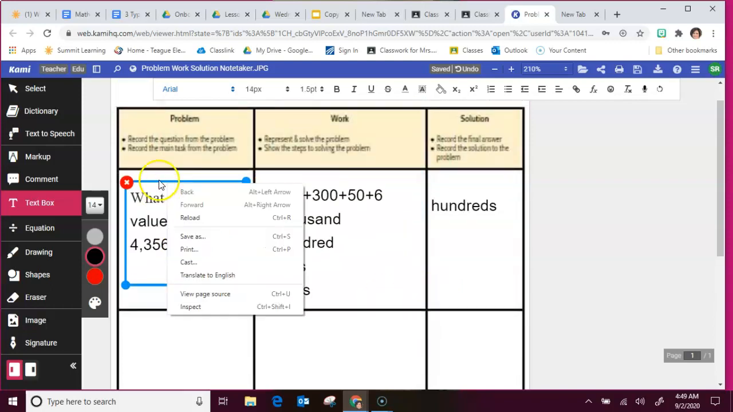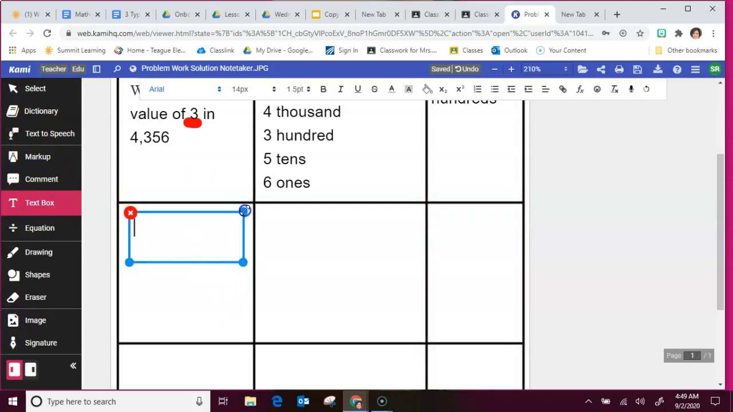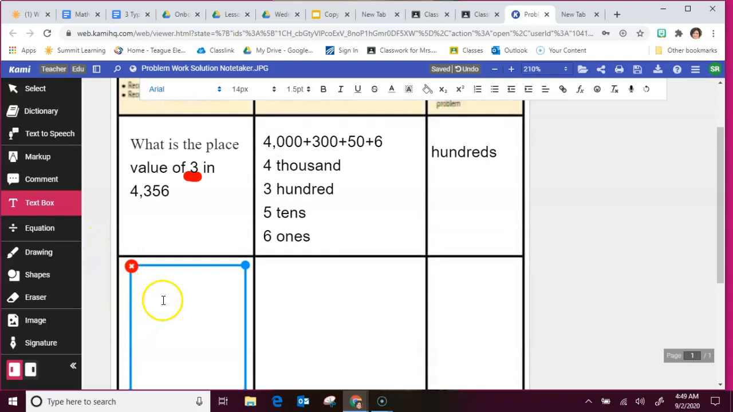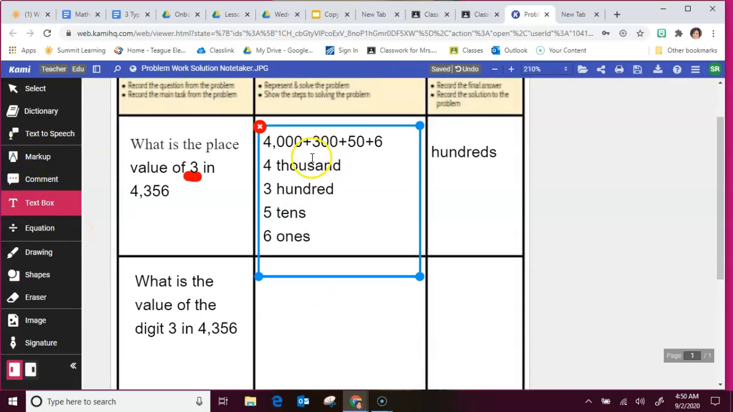Now if it was asking this question instead, like I originally thought it did, and that's why we always want to watch and rewatch and check and make sure we wrote the right thing down. Now I want to know what is the value of the digit 3. It might not say the digit, it might just say 3. The digit 3 in the number 4,356. Okay, so I can still use this work-up here.